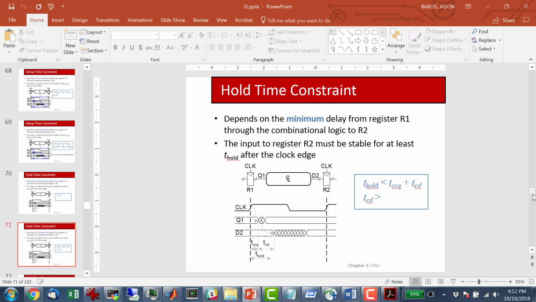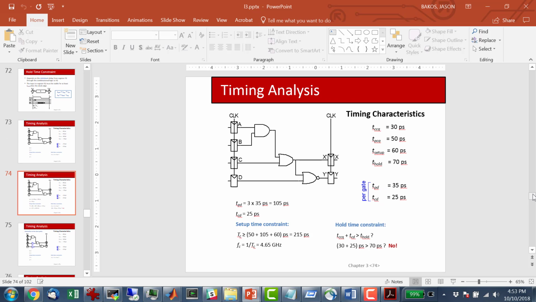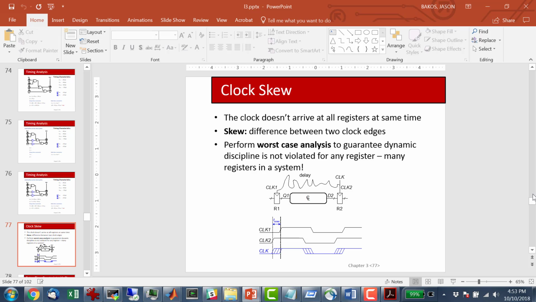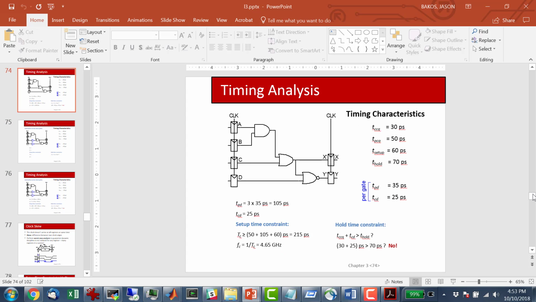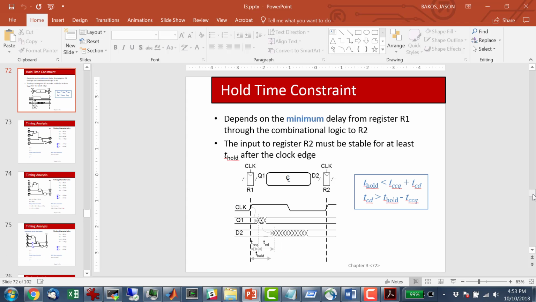Does that make sense? Okay, so to check that, you just have to add the contamination delay of the flip-flop plus the contamination delay of the logic, right? That's it. You just add those two. And you need to make sure that that number is greater than the hold time. And if it's not, then you have to add some delays in there, add some logic to slow it down.